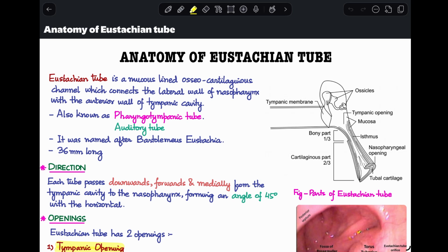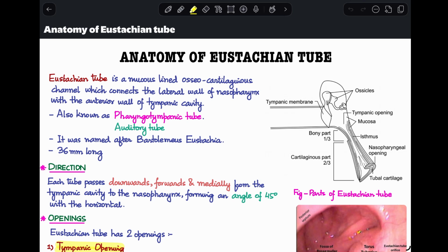Okay, so let's get started. First, we'll be talking about the anatomy before moving on to the physiology and embryology of the Eustachian tube. In anatomy, we'll talk about what it is made of, what are the different names given to it, what are the two openings of the Eustachian tube, the two parts of the Eustachian tube, and the relations of these two parts. And then we'll talk about the blood supply, the nerve supply, and lymphatic drainage of the Eustachian tube.